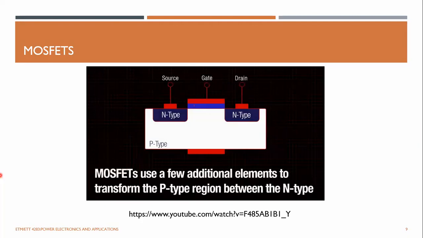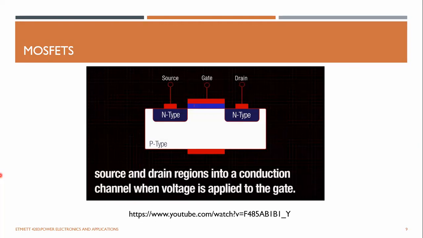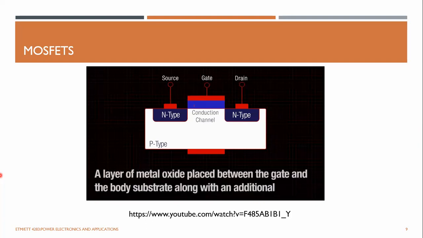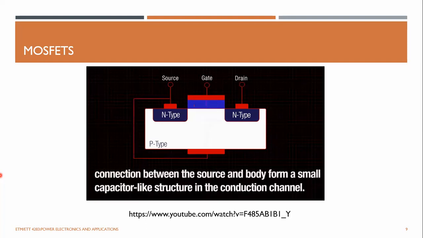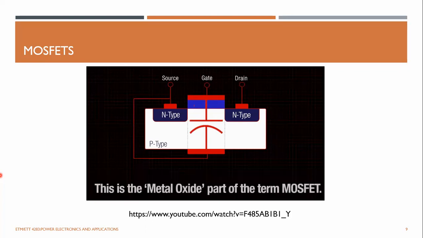MOSFETs use a few additional elements to transform the P-type region between the N-type source and drain regions into a conduction channel when voltage is applied to the gate. A layer of metal oxide placed between the gate and the body substrate, along with an additional connection between the source and body, forms a small capacitor-like structure in the conduction channel. This is the metal oxide part in the term MOSFET.